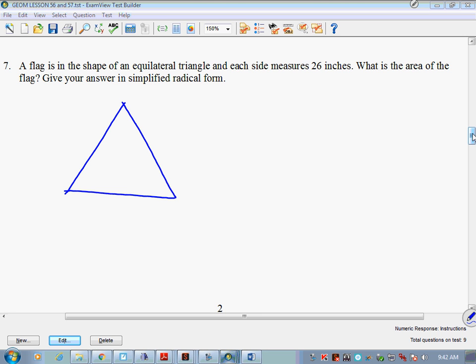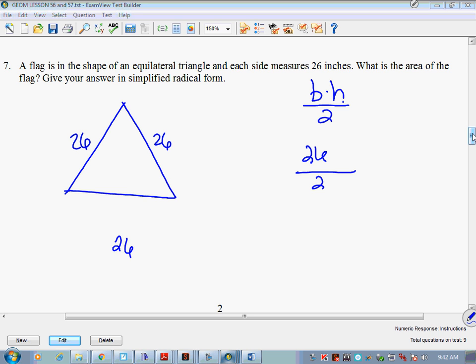What do I know? If I'm asking for the area of this triangle, I need to know my area of the triangle formula, which is base times height divided by 2. Each side measures 26, so we can write 26 all the way around this. What number can I use for my base? Anybody? What's going to be the base of this triangle? 26.